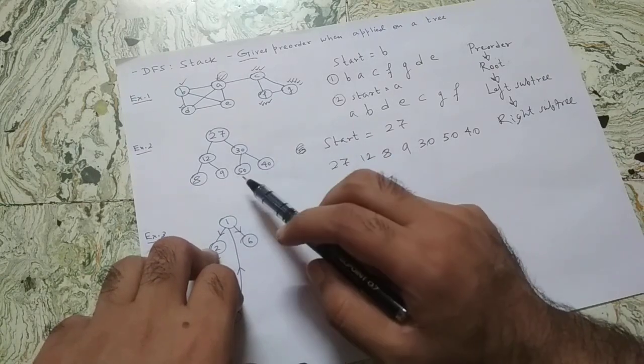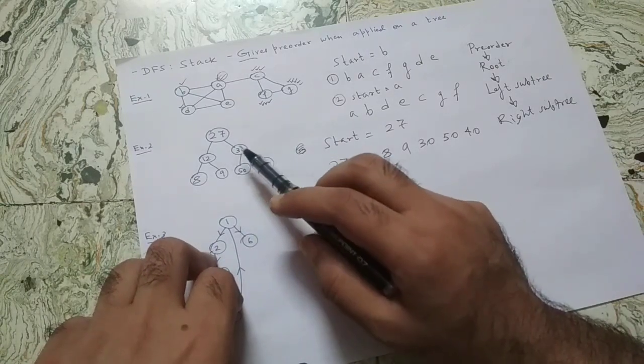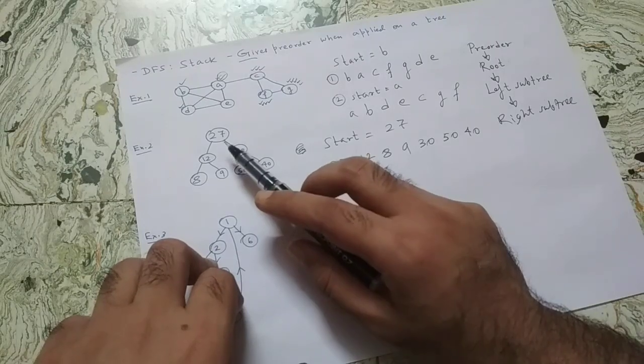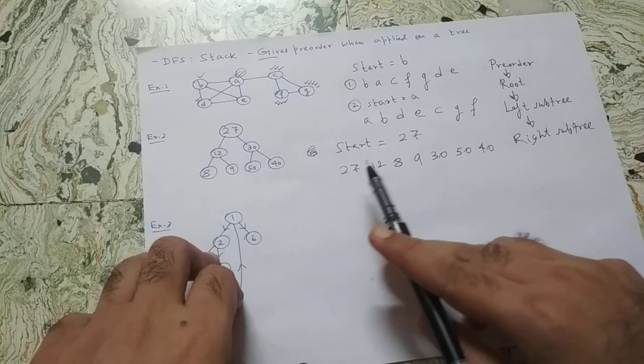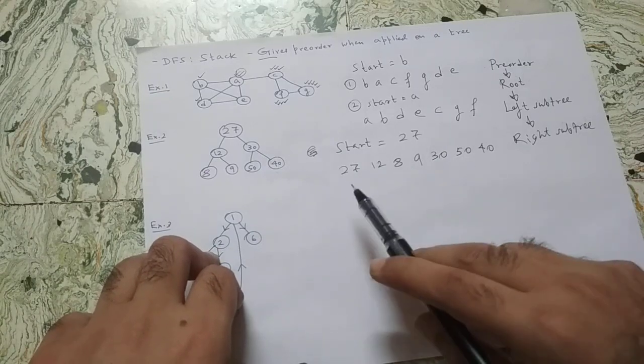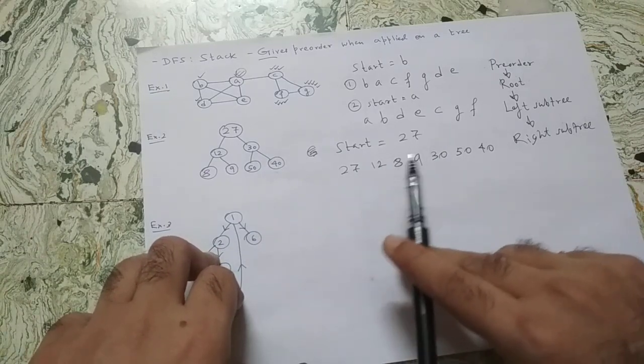So I'll backtrack to 27. Now there are no adjacent vertices of 27 which have not been visited. That means I'll put an end to 27 as well, and I'll conclude that this is my DFS. Now you can see that this DFS is same as my pre-order.